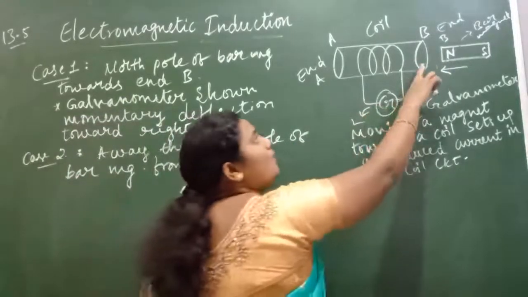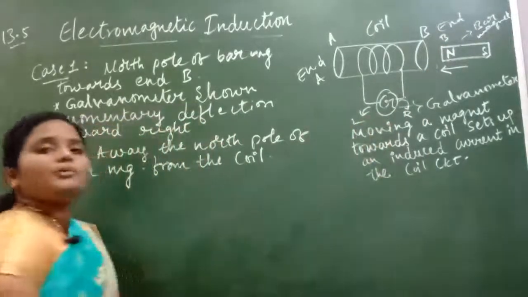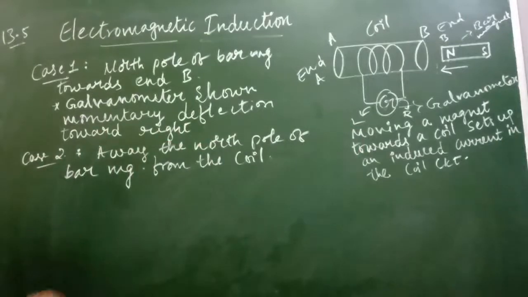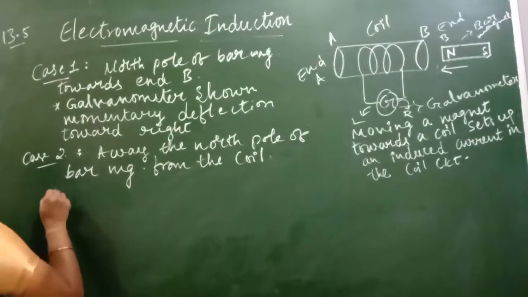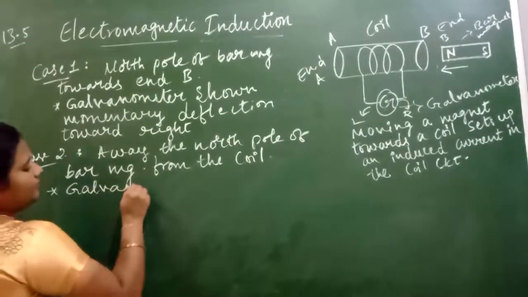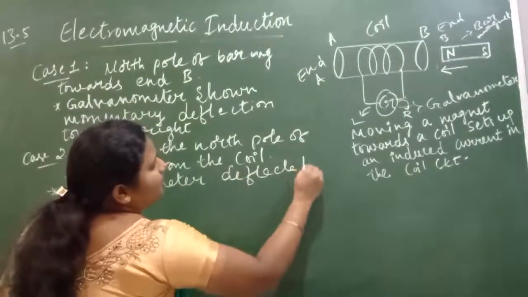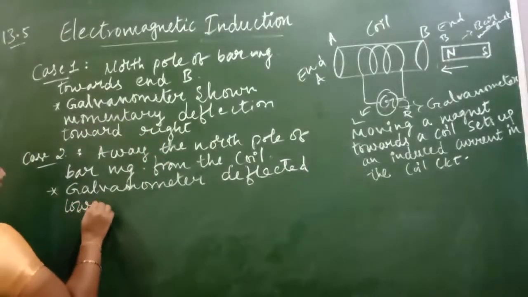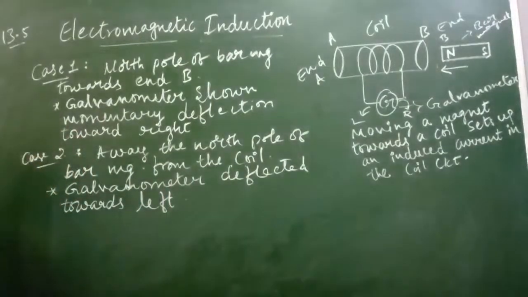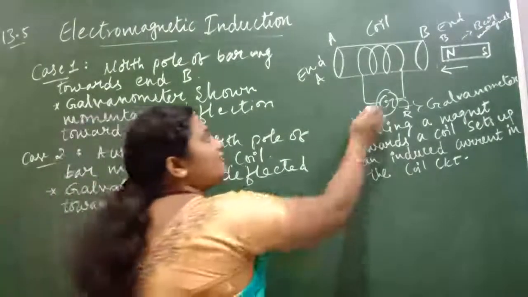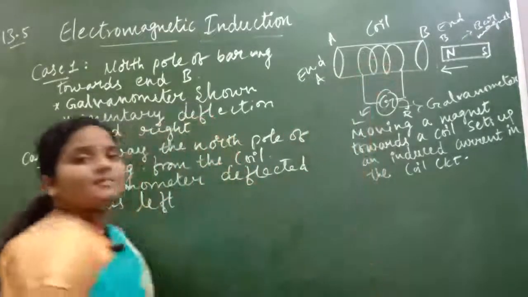But what we are doing now, we are taking out the bar magnet from the coil. So it has deflected to the opposite direction, that is, to the left side. That is, when we take out the north pole of the bar magnet from the coil, the galvanometer deflected towards the left direction. So here once again we confirm that there is a generation of an electric current. It means that an induced current has been set up here.